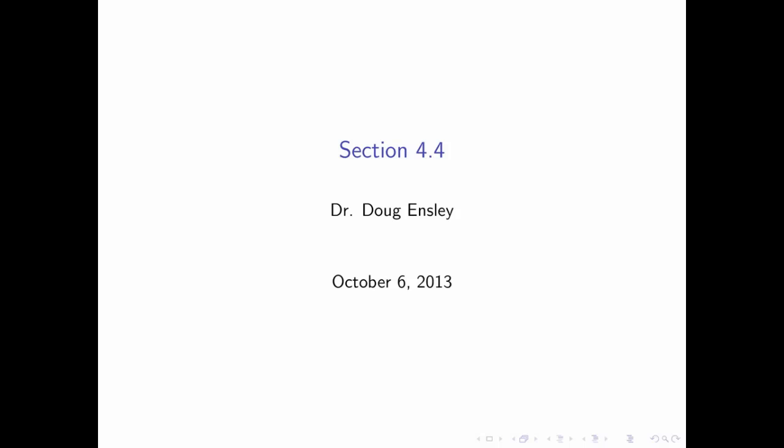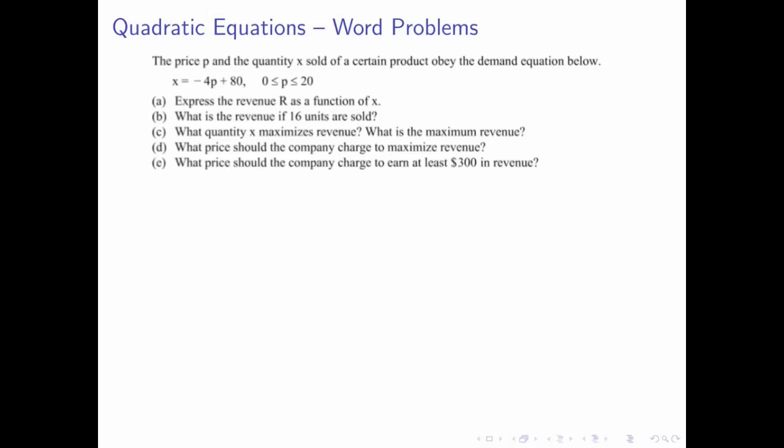Here's a solution to 3 word problems that occur in the online homework for section 4.1. In this first problem, we're trying to express revenue as a function of quantity sold so that we can find out what number of things we have to sell in order to maximize our revenue.